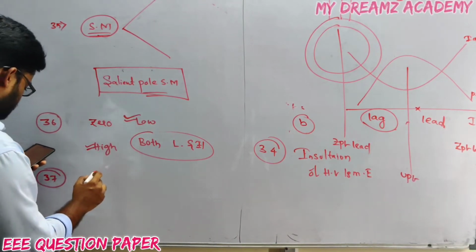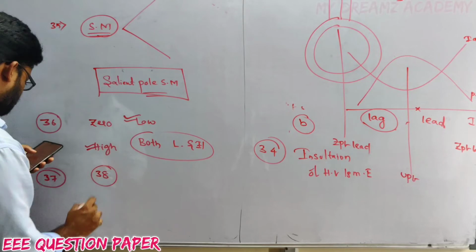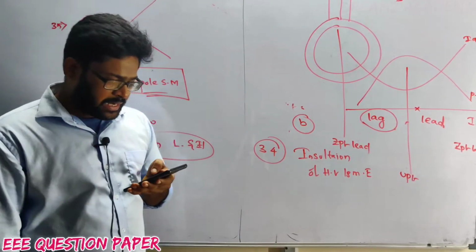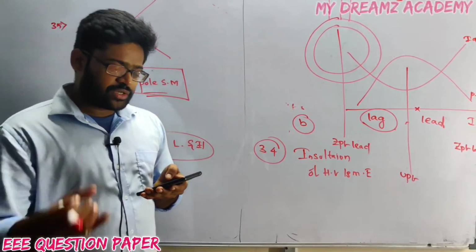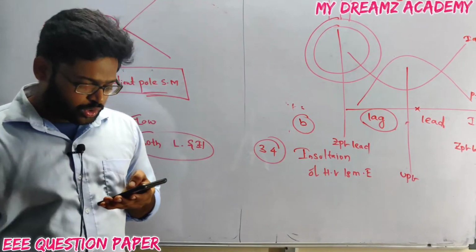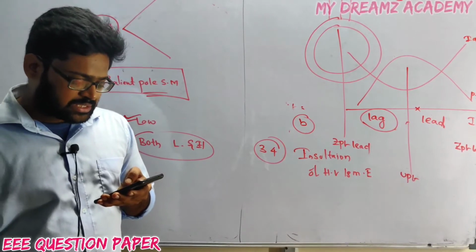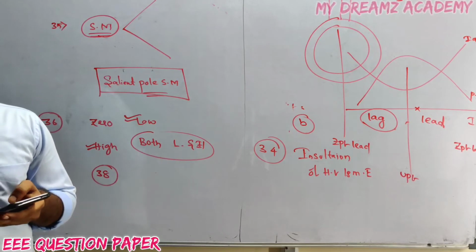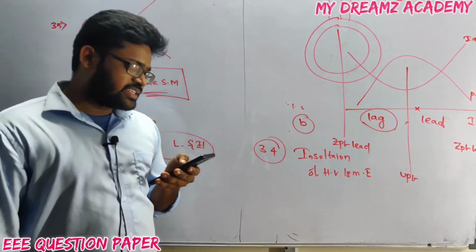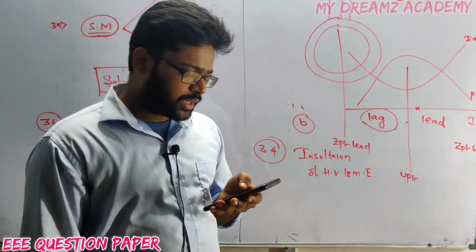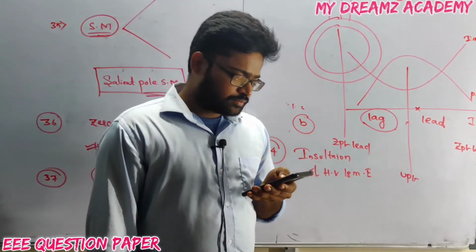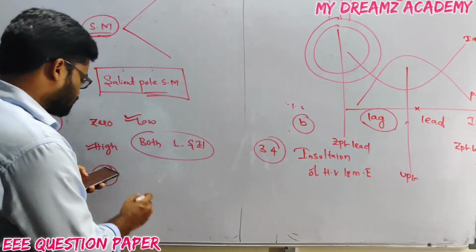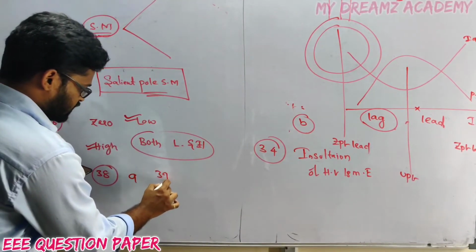Question number 38. The squirrel cage induction motors are provided with blades in order to facilitate cooling of rotor, balance the rotor dynamics, eliminate noise, none of this. So which option is correct for this question? That is facilitate cooling of rotor. Blades are used to facilitate cooling of the rotor. Option A is correct for this question. Next, question number 39.